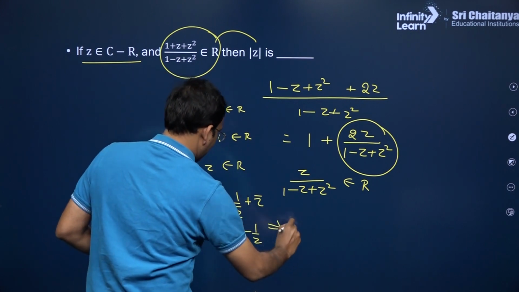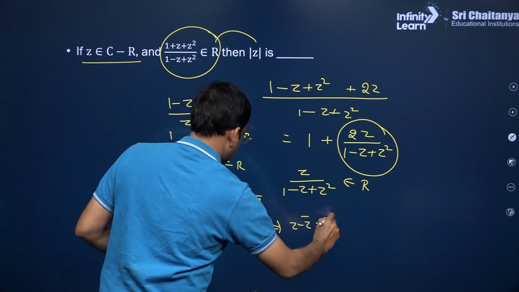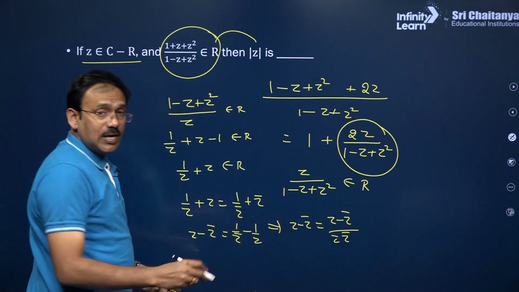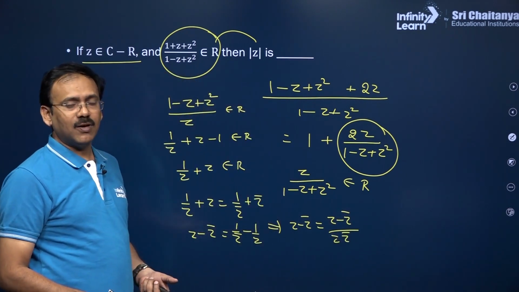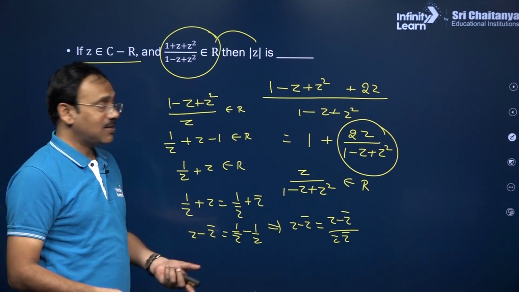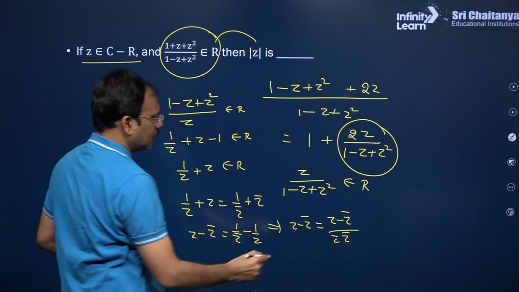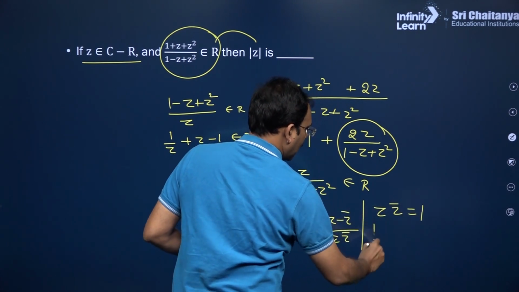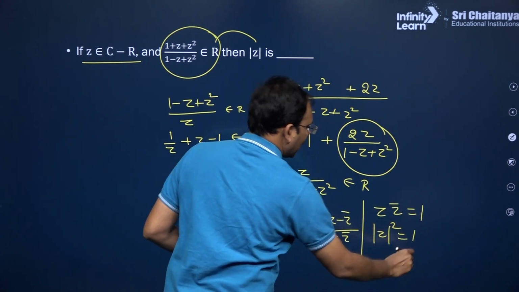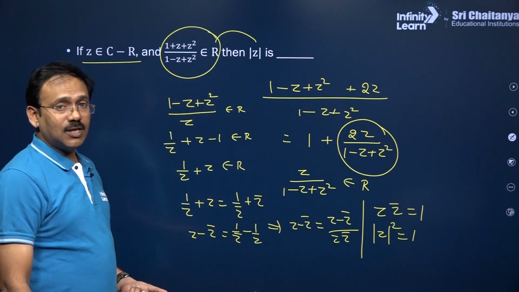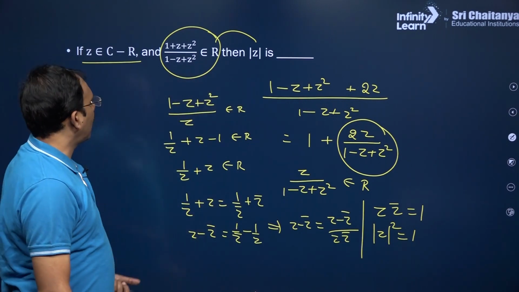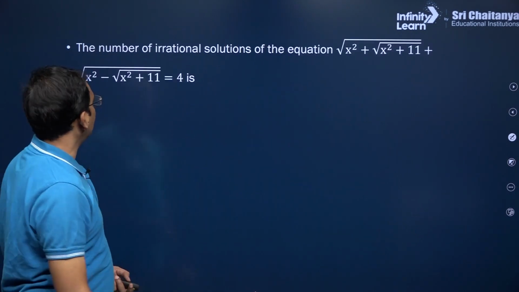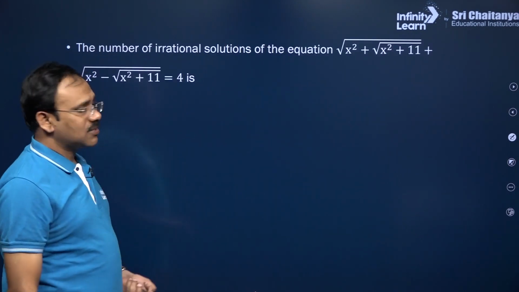So, we can write like, my dear friends, z minus z bar is z minus z bar by z z bar. So, z is equal to z bar is not possible, because if z is equal to z bar, z is real, but z is a non-real number. So, from this, my dear friends, z z bar must be 1. Apply modulus, mod z square will become 1, because mod z bar is also 1. So, mod z must be 1, my dear friends. That is all.